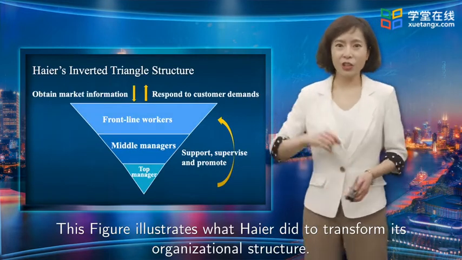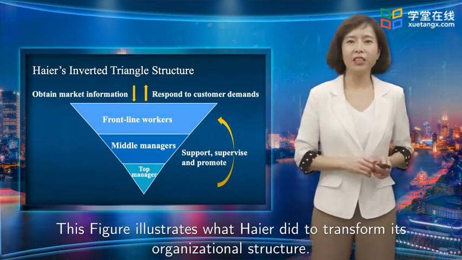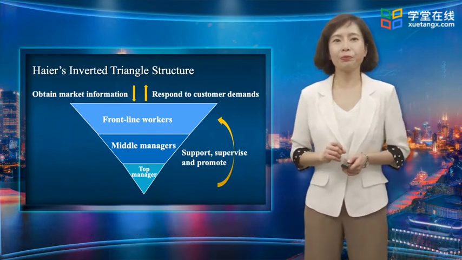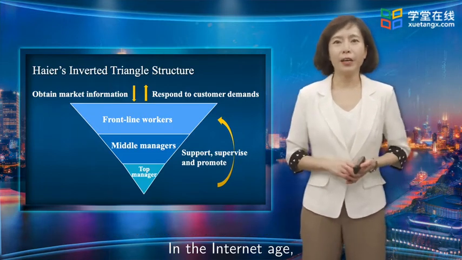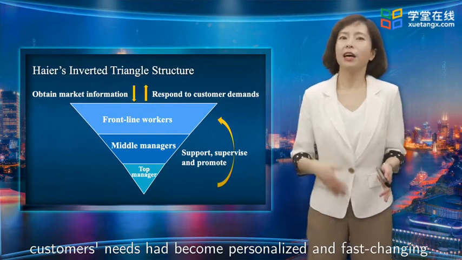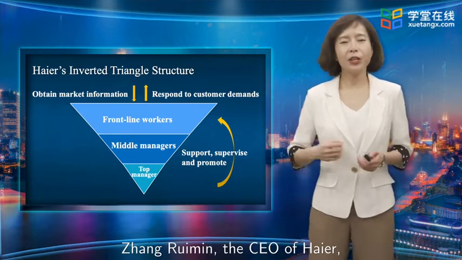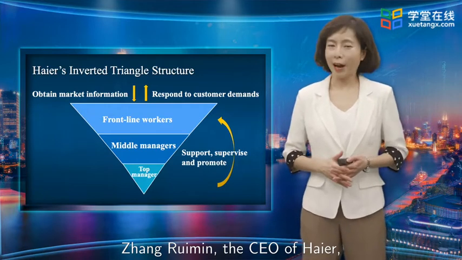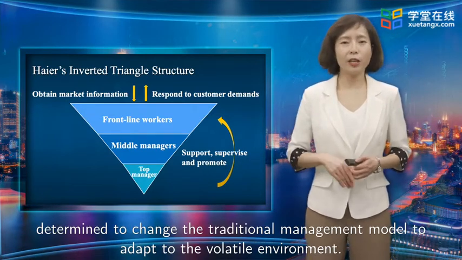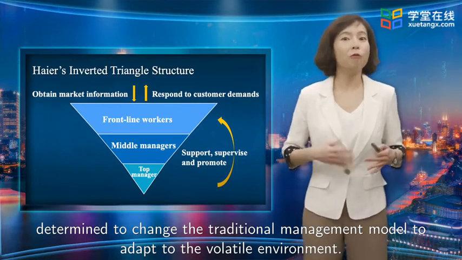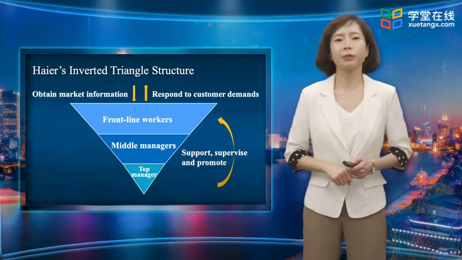This figure illustrates what Haier did to transform its organizational structure. In the Internet age, customers' needs had become personalized and fast-changing. Zhang Ruimin, the CEO of Haier, determined to change the traditional management model to adapt to volatile environment.